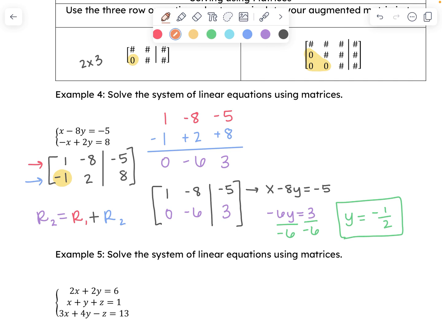Then I can plug it in up here. So I have x minus 8 times -1/2 is equal to -5. -8 times -1/2 is going to be +4. And I can just go ahead and subtract 4 from both sides. So x equals -9. So my answer here would be -9, -1.